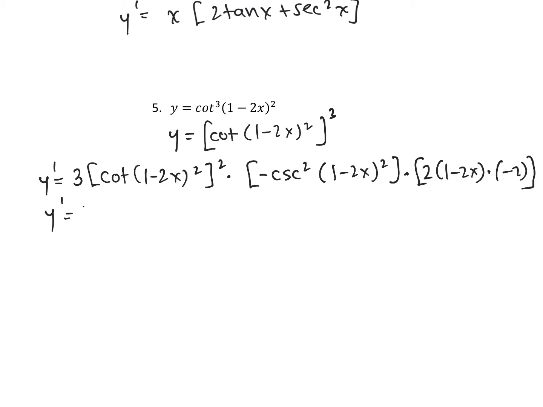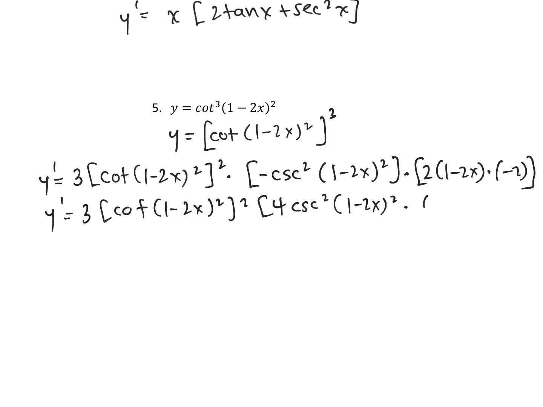Okay, so in this second group, I think I will clean that up a bit. I have a negative and a 2 and a negative 2. I can multiply together, which gives me 4. And then we have the cosecant 1 minus 2x squared. And then we have the 1 minus 2x. So all I did here was multiply this negative with this 2 with this minus 2.